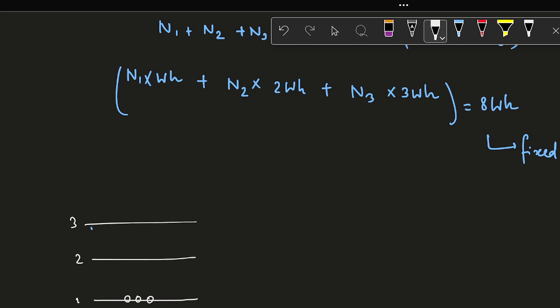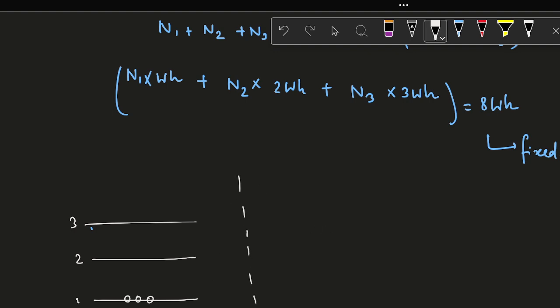In this case, what will be the total energy? The total potential energy will simply be, for the first step, WH for each person, and there are 3 persons present. That means N1 equal to 3, and N2, N3 are 0 because there are no persons present in the other steps. So we have the total energy as 3 WH, right?